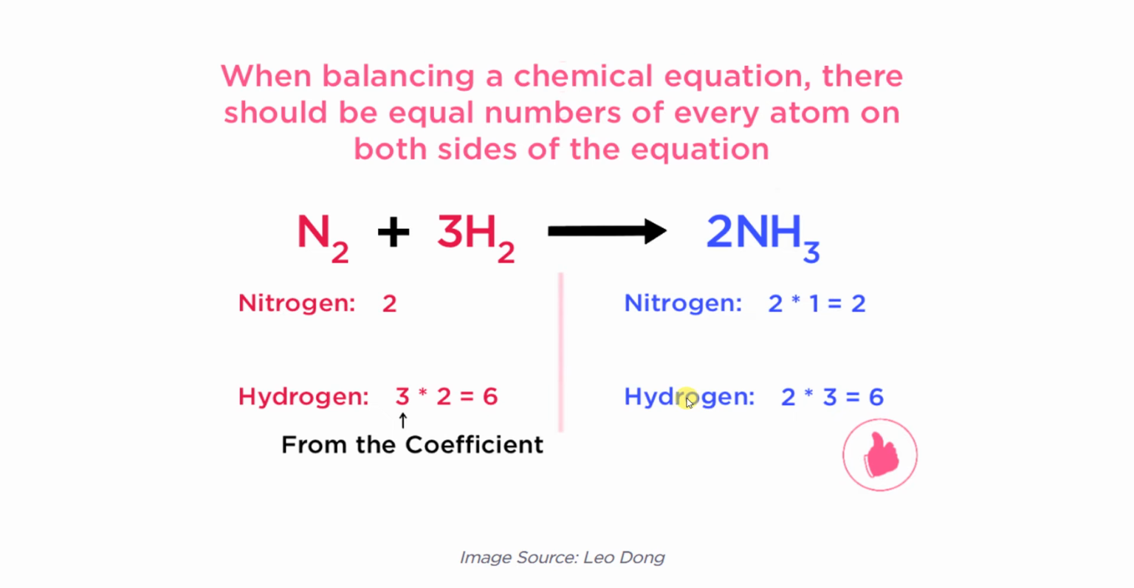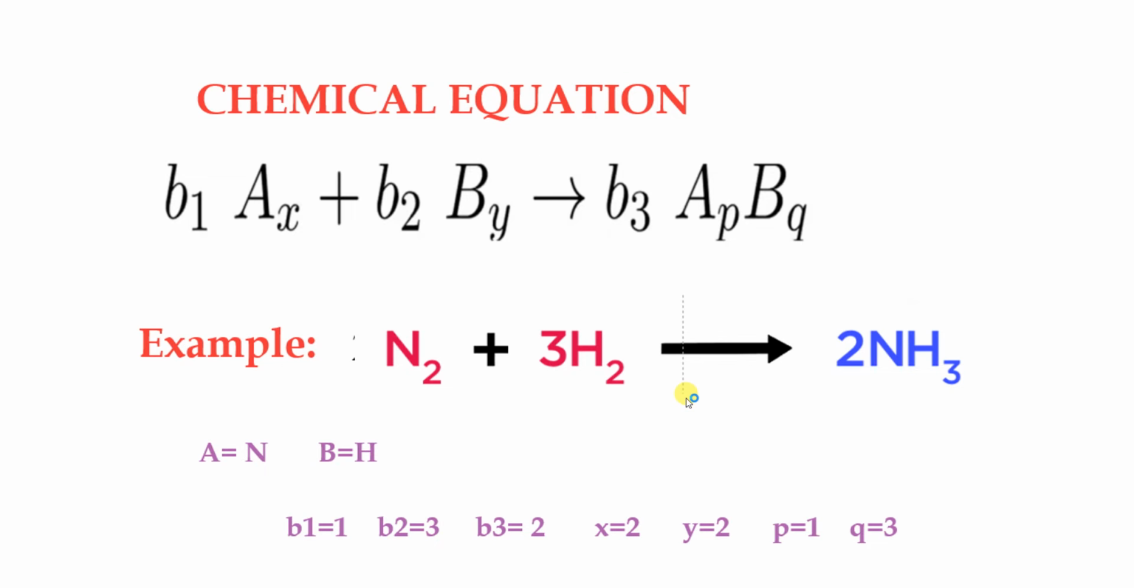So for example, let the chemical equation be represented as B1 A X plus B2 B Y equals B3 A P B Q. B1 is the coefficient of A, B2 is the coefficient of B, B3 is the coefficient of the product. A and B are the reactants, AB is the product. Let us take the same previous equation. Nitrogen plus hydrogen is equal to the product NH3. So here compare this and this.